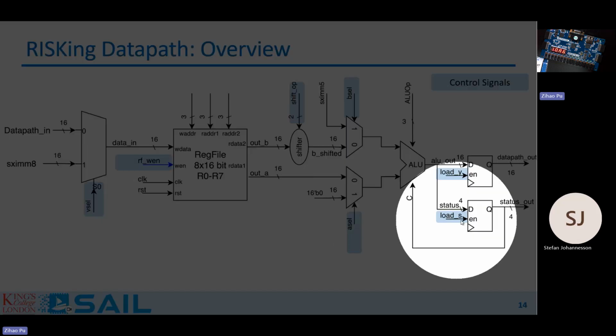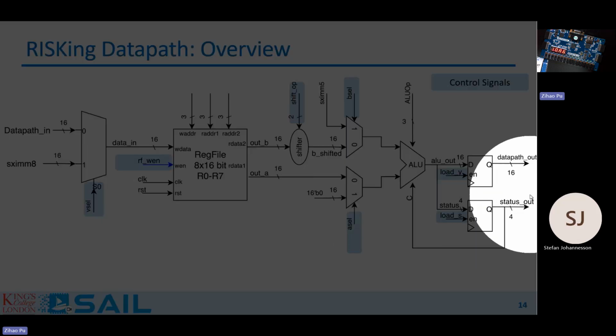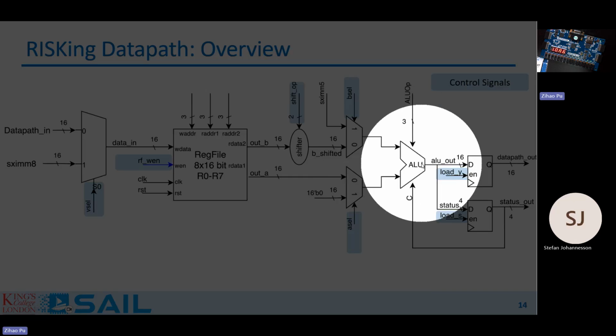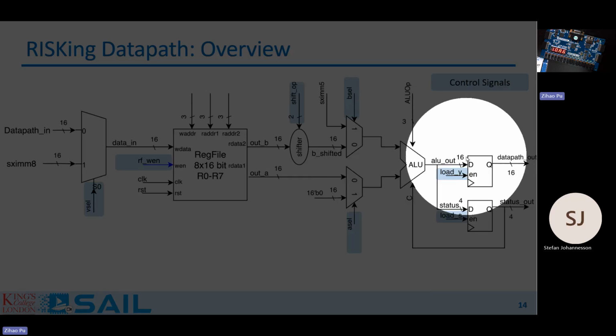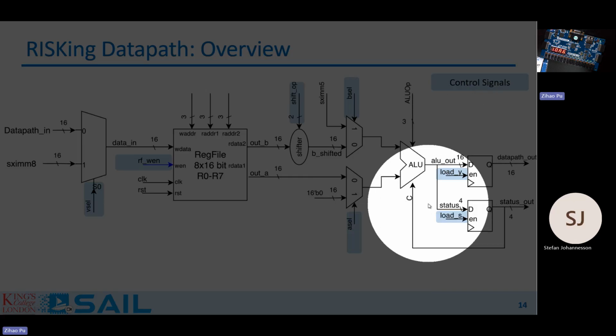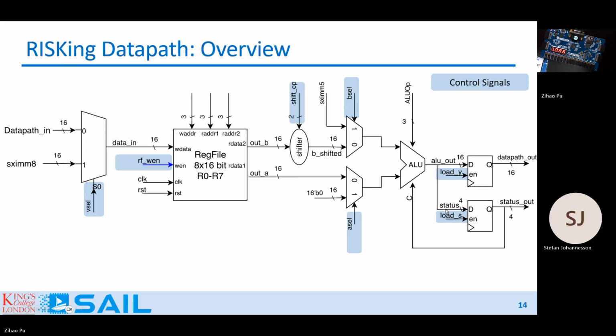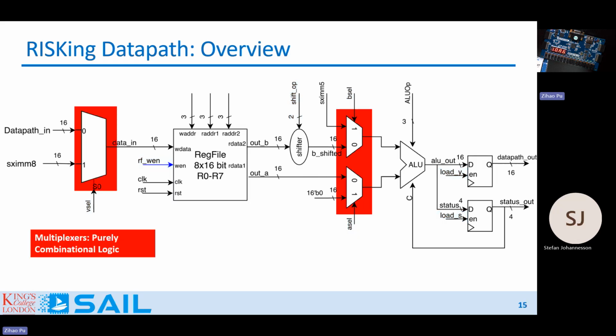On the right side, you have another two registers. These are the output registers. One is the data path out. Basically, it's the ALU results. Another one is the status. The status is a 4-bit signal that contains the status of the outputs.